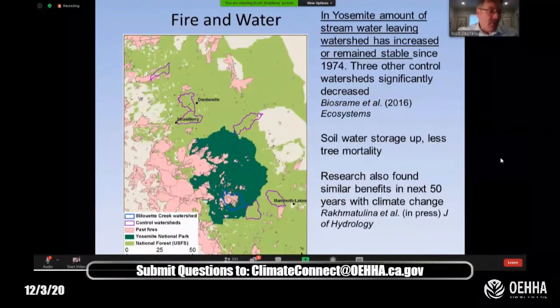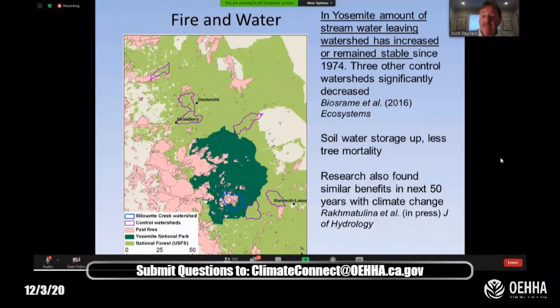Here's something about water. Water is so important in California. What we find is the runoff coefficient inside Illilouette Creek has actually been stable or slightly increased from 1974 to the present compared to the previous several decades. Those watersheds that are in purple there that have had no fire all simply decreased. We also know the soil water storage is up, and we saw less tree mortality in Illilouette Creek during the severe drought we just had.